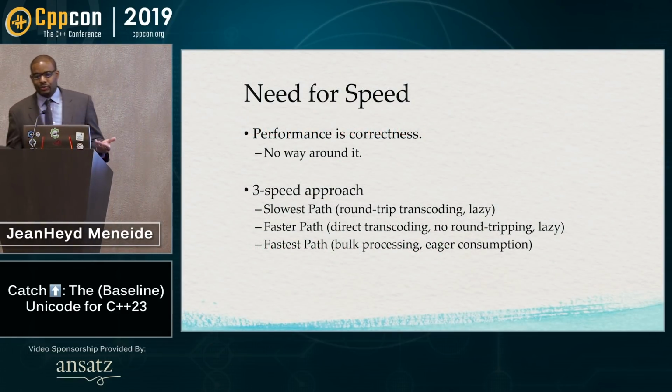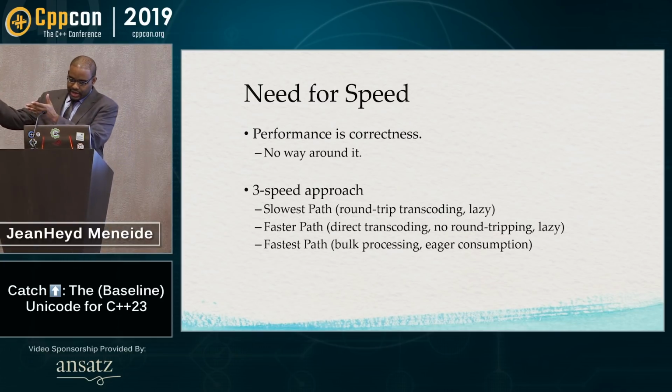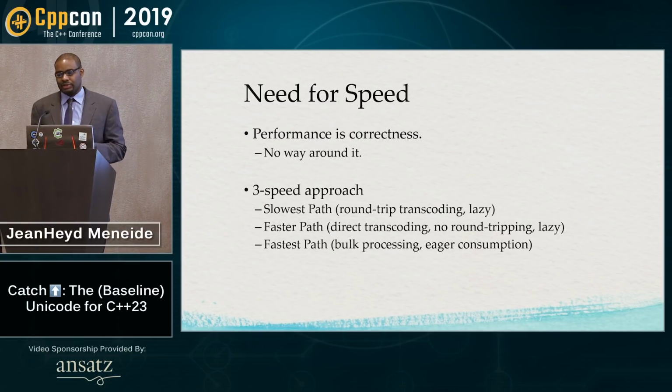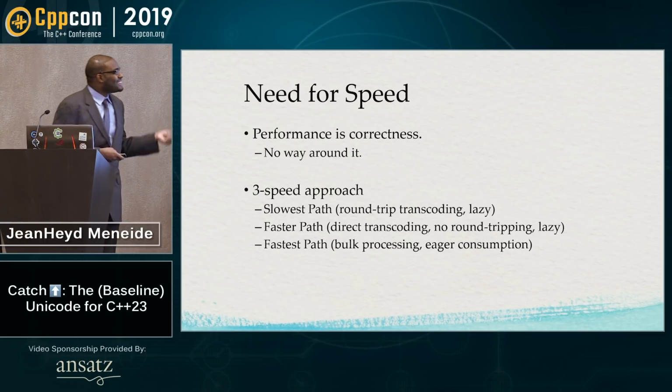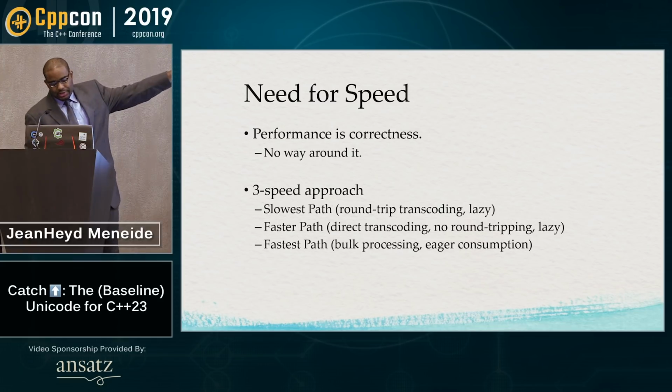I showed you that slide before where we did the loop over the mbrtoc32 character thing, with the C function, and that was a slow loop, and the performance was terrible, et cetera. The performance of this is also terrible, right? But there's more. What we have here is a three-speed approach.